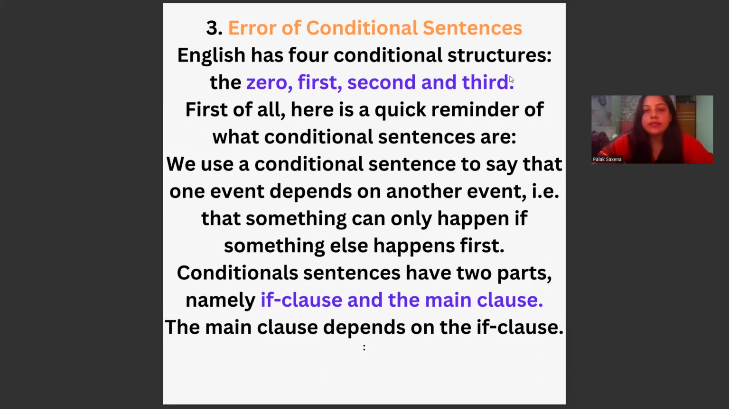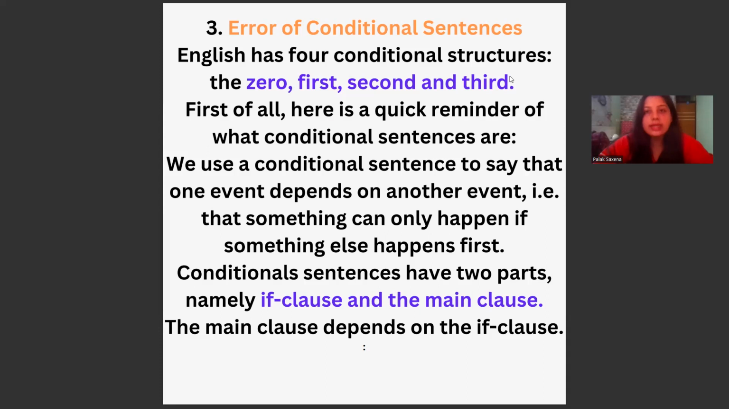If I say, "If you had come to my house, I would have done this," that means if you had done this, I would have done that. So this is how, when one event is actually impacted by the other event, we use conditional sentences. Conditional sentences have two parts. Now, of course, if there are conditions, then there are going to be two parts of a sentence. The first being the if clause and the second being the main clause. The main clause depends on the if clause. So whatever is mentioned in the if clause will directly have an impact on the main clause.